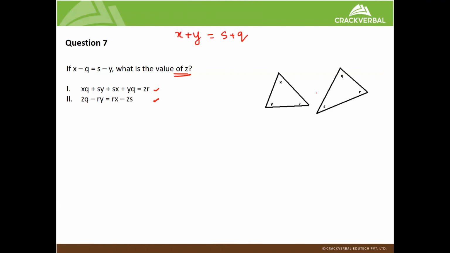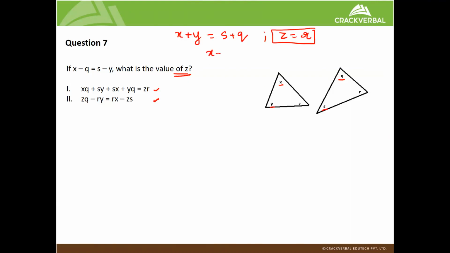Now think about this. If x plus y, the sum of two angles in a triangle, is equal to s plus q, the sum of two angles in another triangle, then obviously the third angle is also going to be equal. So the hidden piece of information that I've been given here is z is equal to r. The statement itself gives me this information.